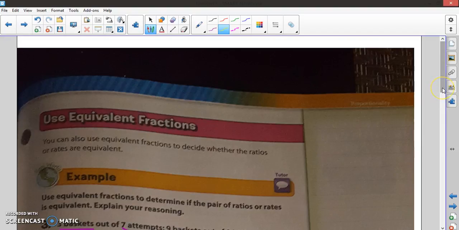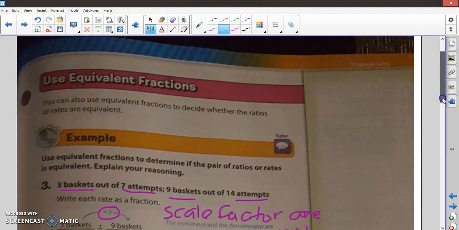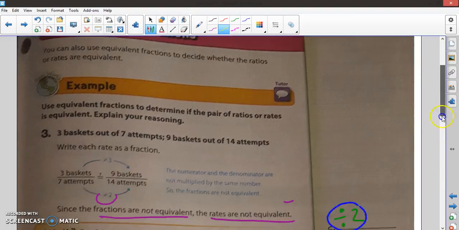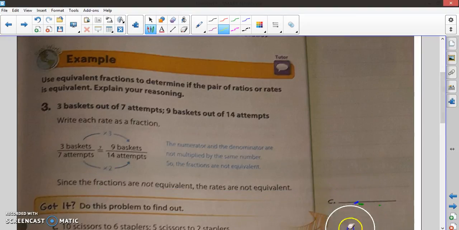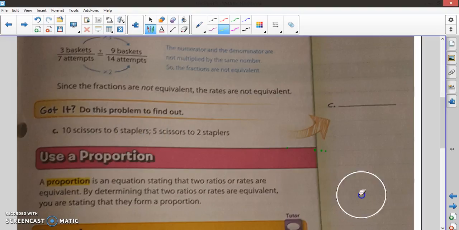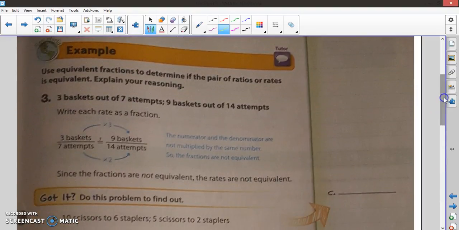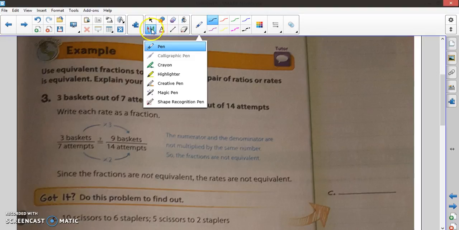So here, instead of looking at unit rates, we're going to look at equivalent fractions. By using equivalent fractions, we can also see if they're equal. Okay, so this is how equivalent fractions look. We're going to look at 3 baskets out of 7 attempts. We're going to see if it's equal to 9 baskets out of 14 attempts.